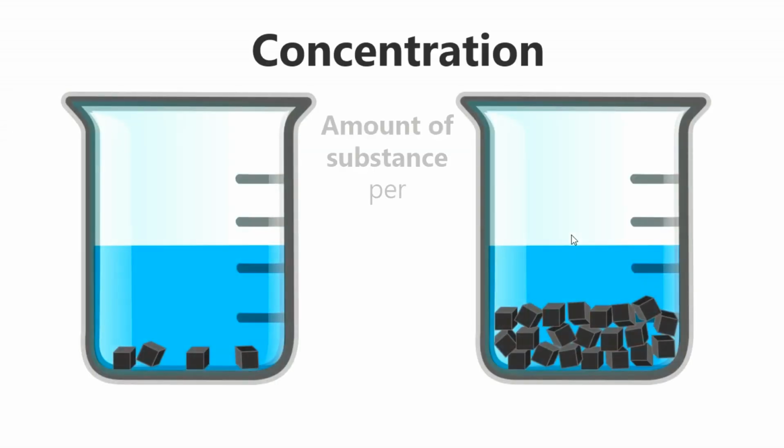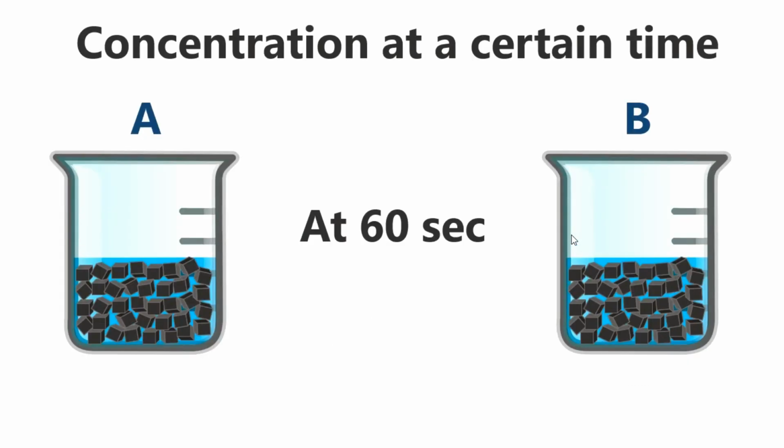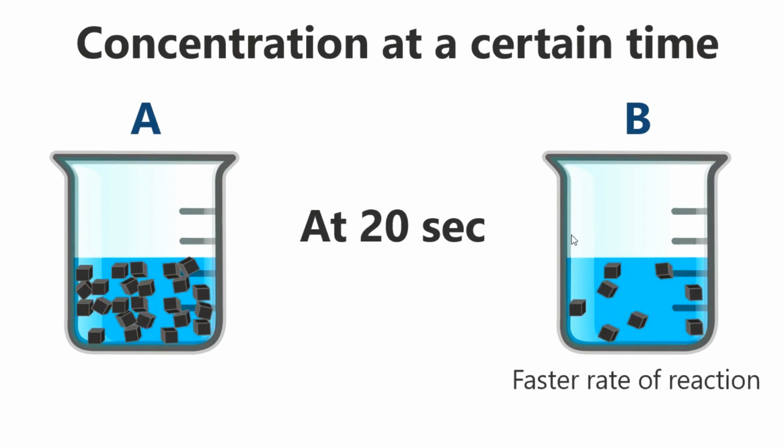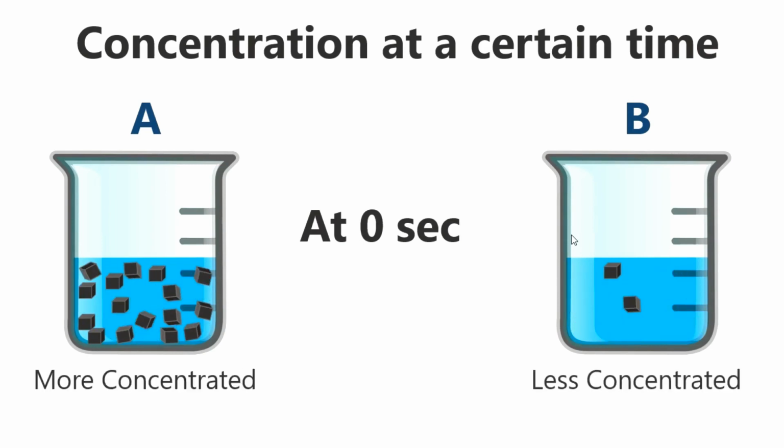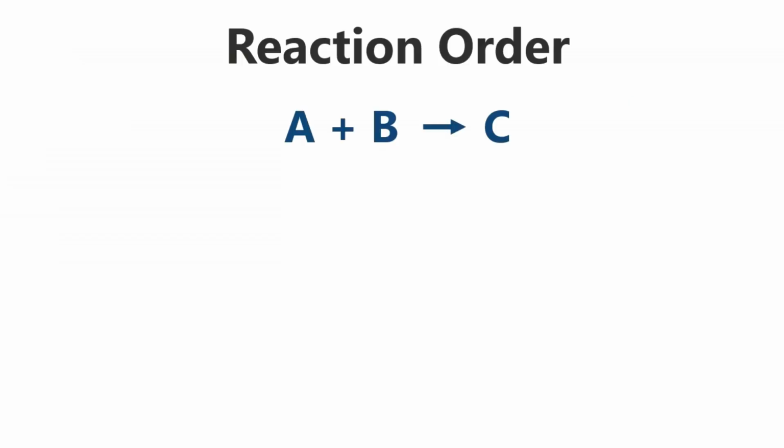Concentration is the amount of substance per 1 liter of solvent. In chemistry, we often want to know the concentration of a substance at a certain time in the reaction. For example, this is very useful when you want to know the concentration of a certain species at a specific time. The reaction order of a substance can only be determined by experiments.